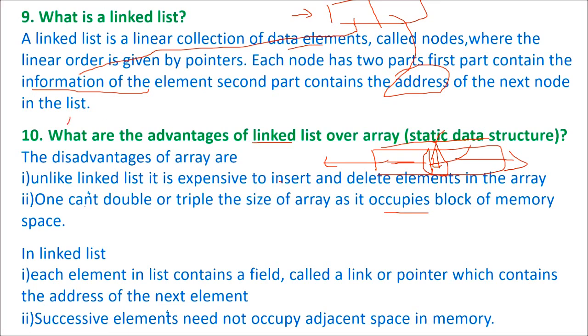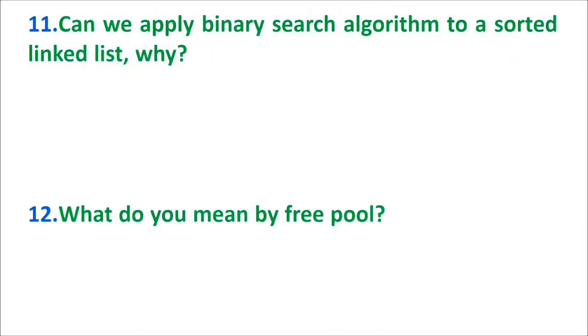While in a linked list, what happens? Each element in the list contains a field, which is called a link or a pointer, which contains the address of the next element. And successive elements need not occupy adjacent space in memory. So they are logically connected, but they are physically separated.